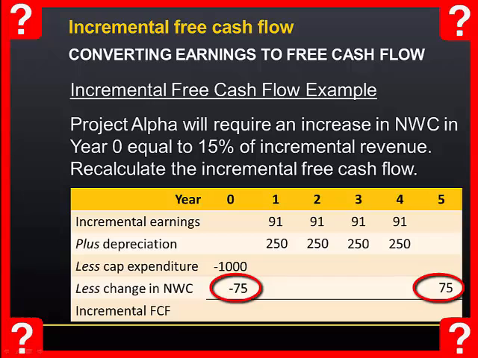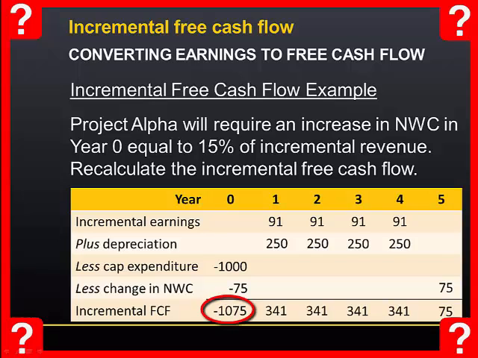Even though these amounts are equal and opposite, we need to include them because they occur at different points in time and therefore they have different value based on the time value of money. So the incremental free cash flow for each year of the project is negative $1,075 in year 0, $341 each year from years 1 to 4, and $75 in year 5 after the project is completed.